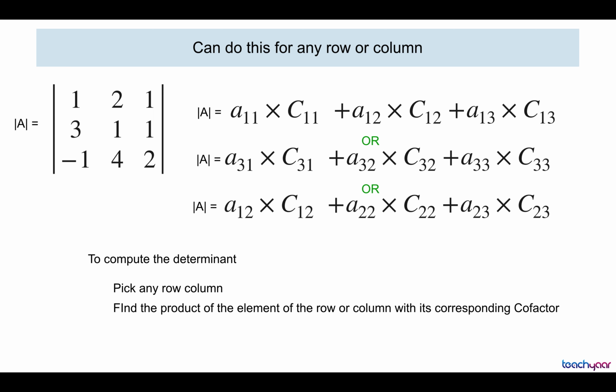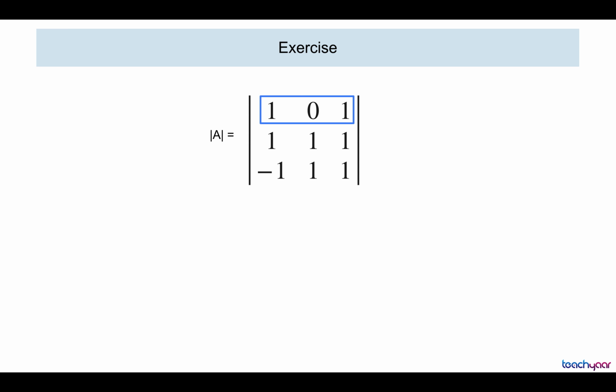And so I've just generalized those steps I've shown you, where in the first case I'd said pick a row. In this case, you can pick any row or column, and then you follow the same steps. Find the product of the elements with the cofactor and then add them up. Okay? So let's do another example, right? We want to make sure you're clear with this.